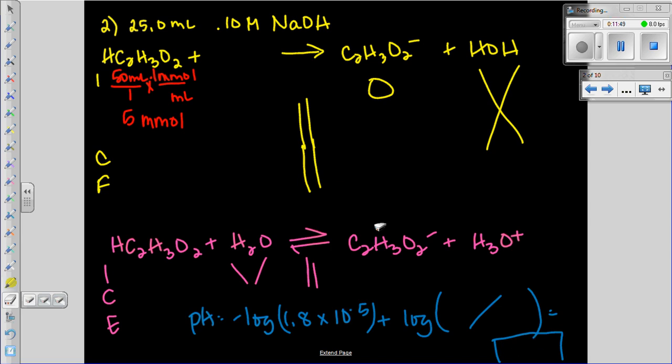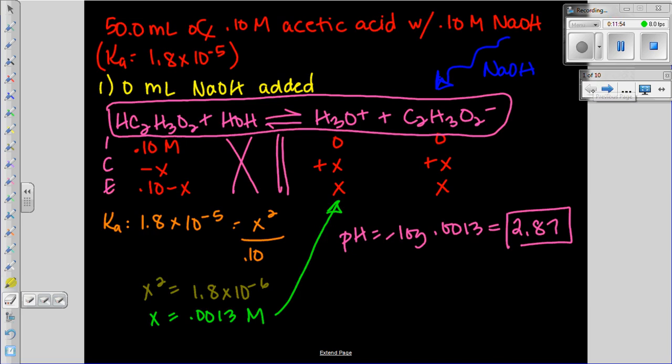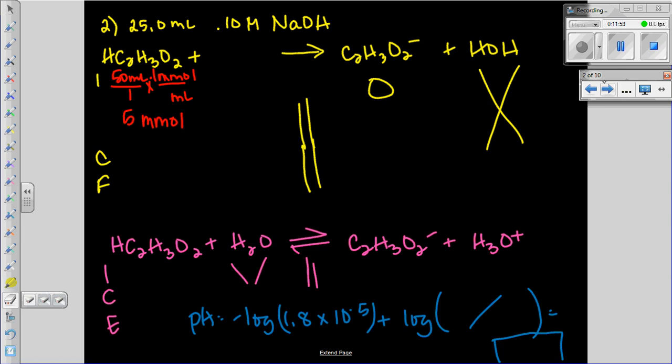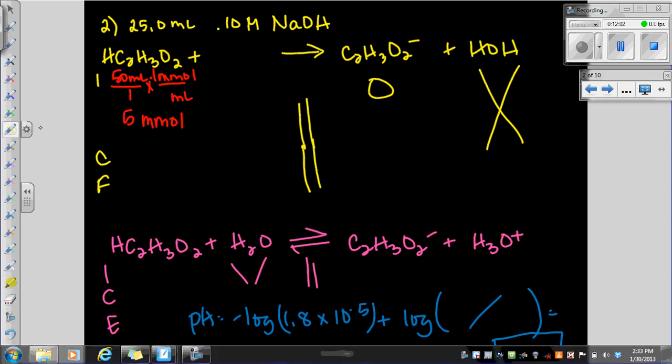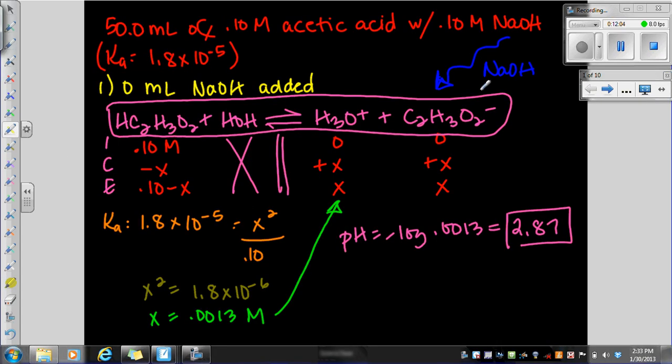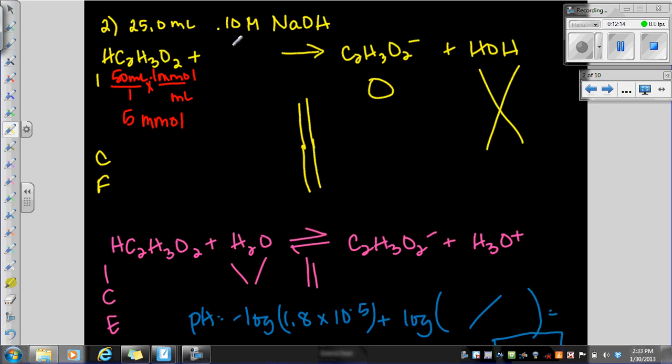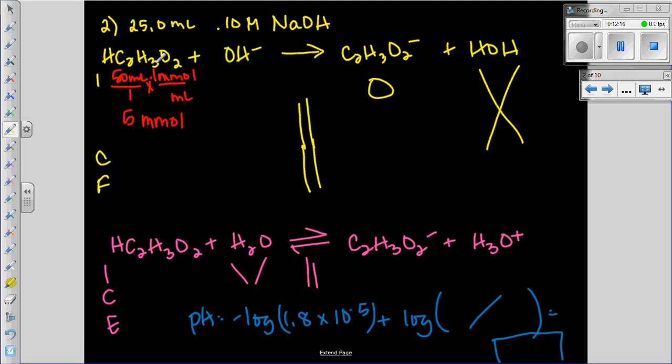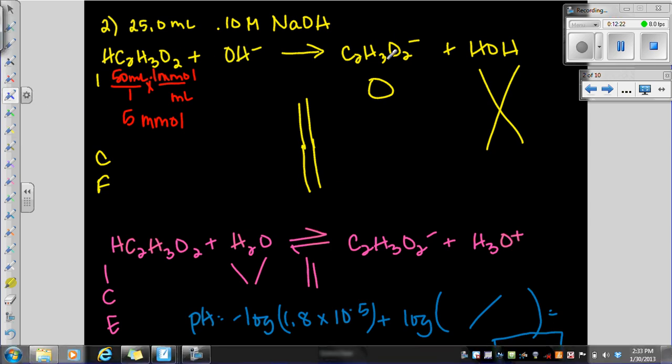All right, so the amount of acetic acid that I had initially has not changed. That's still the same. But what has changed is my volume of sodium hydroxide. Now, just like we did before, when a strong base is added to an acidic buffer, that strong base is going to react with the weak acid. So we write a stoichiometry problem first. So I have acetic acid plus the strong base yields the acetate ion and water.